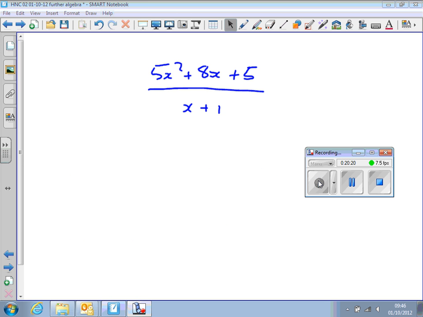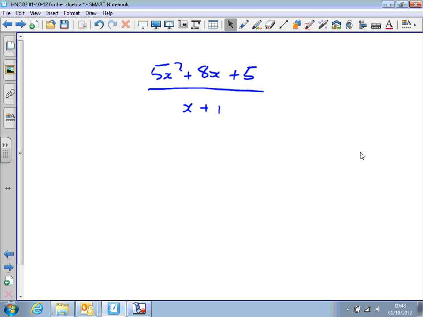Try that. Okay, and I'll just pause a minute while you have a go at it. You'll find there is a remainder with this one. So I want you to see what you're going to do with that remainder. How are you going to express it? Okay, let's have a look at it together then.